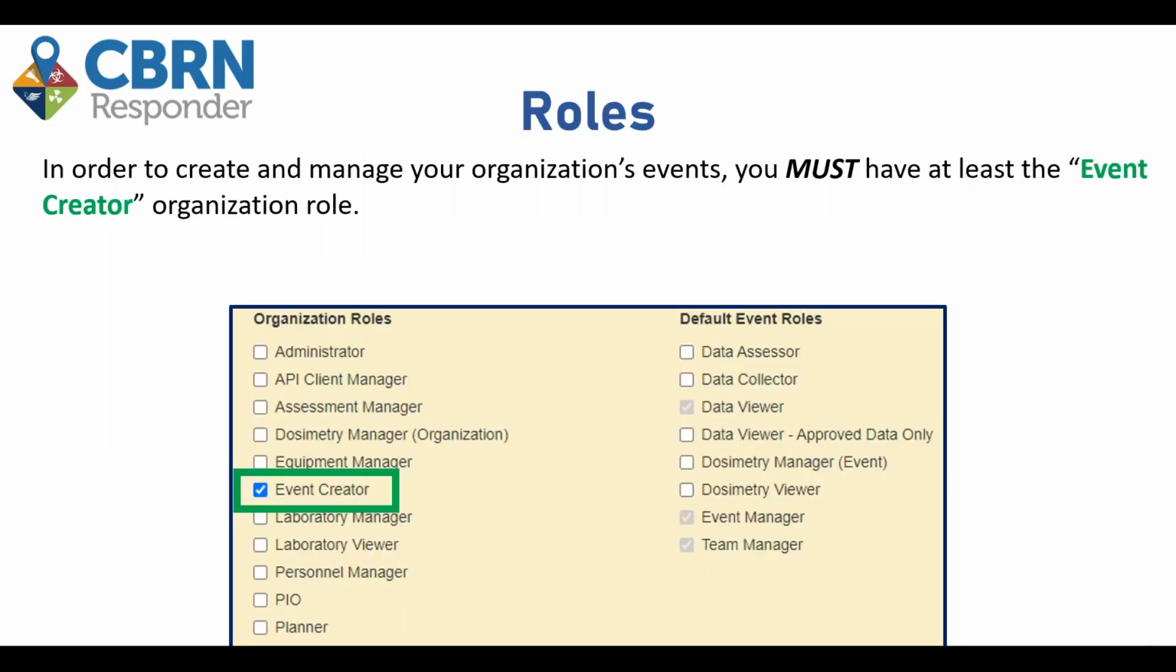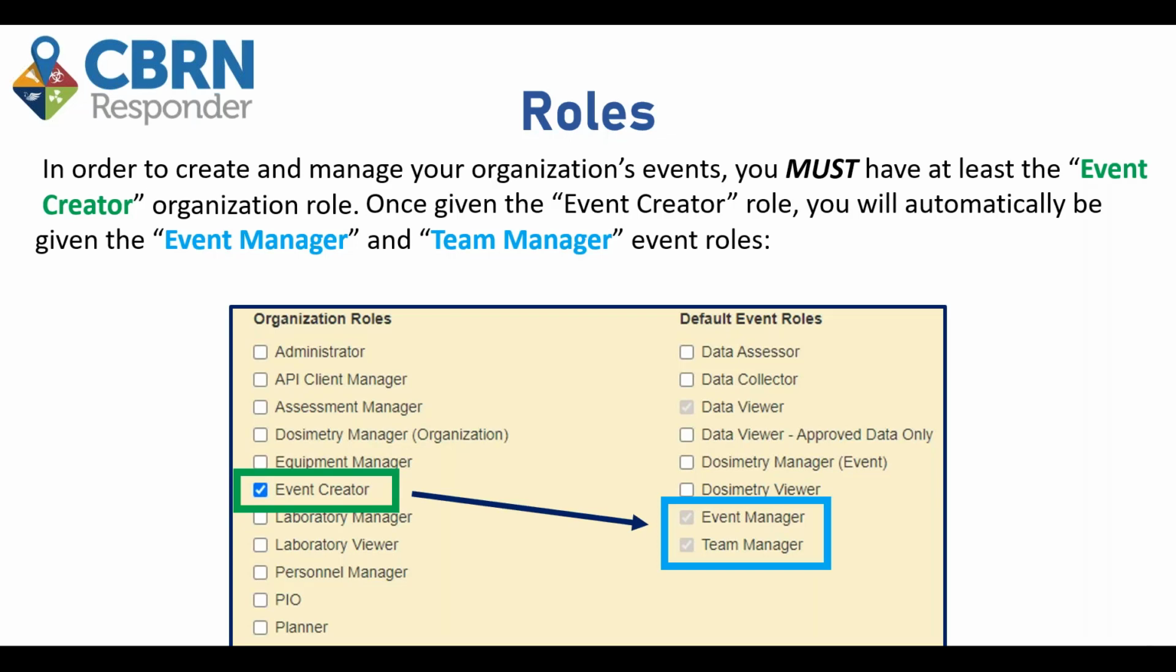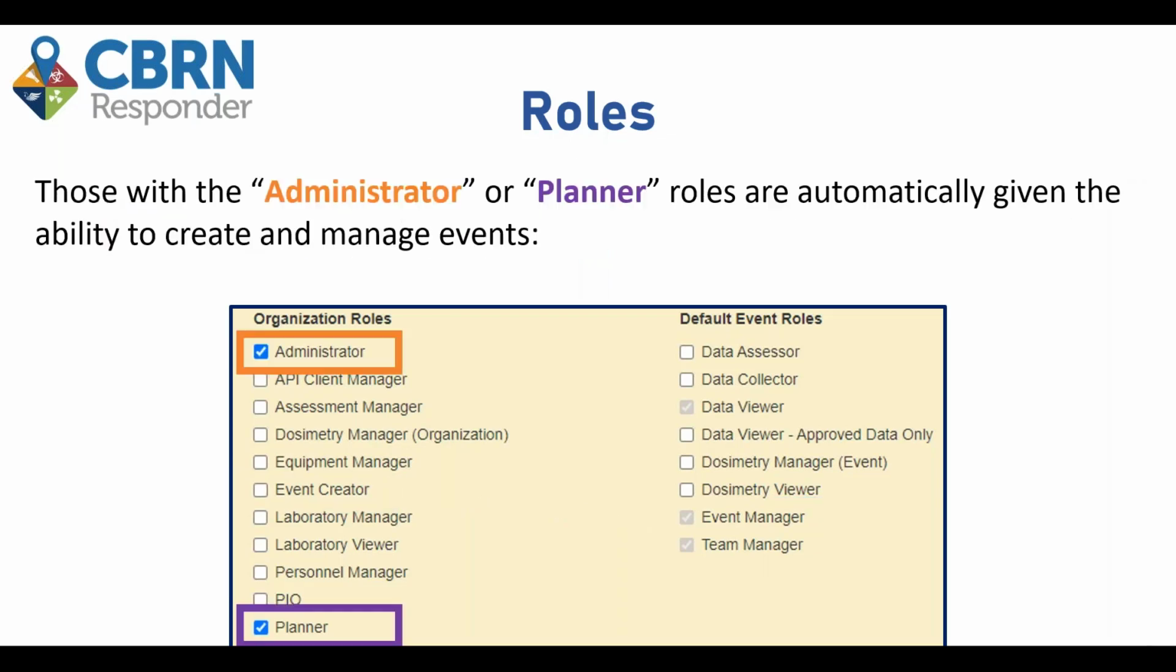In order to create and manage your organization's events, you must at least have the event creator role. If you do have that role, you will then automatically be given the event manager and team manager event level roles. So when an event is created, you won't need to go in and update any roles. You'll automatically have those. Additionally, if you do have the administrator or planner role, you will be able to create an event as well. You'll be given those default event roles to create and manage, but we do recommend having some people with the event creator role as their designated task.